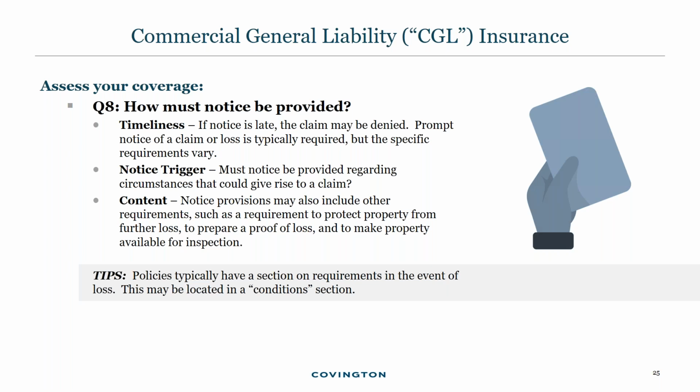The content of the notice requirement may change depending on the policy. You may have to take action to protect property from further loss. You may have to prepare some additional information about what happened. You may have to make a property where the slip and fall occurred available for inspection. You may have to provide copies of any written letters or suits to the insurer.